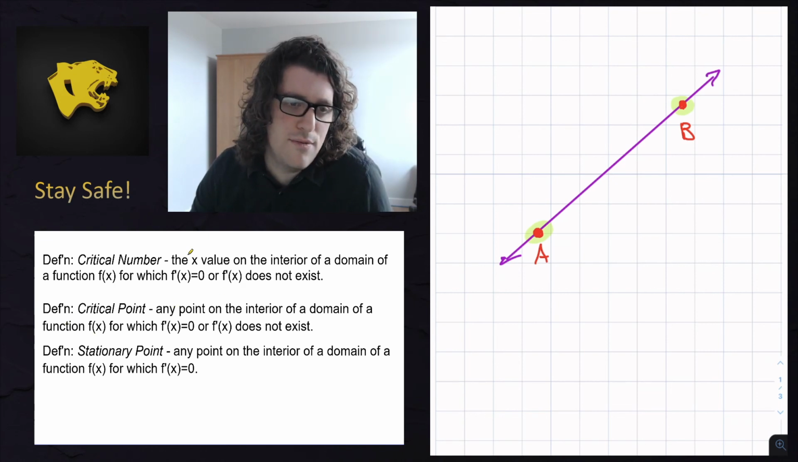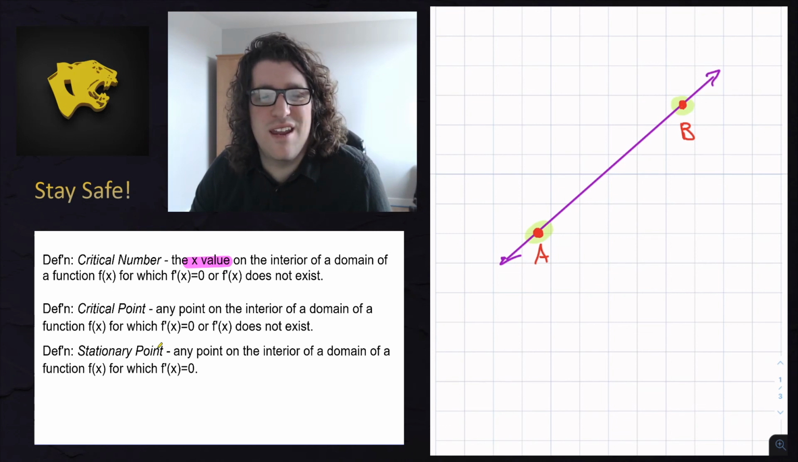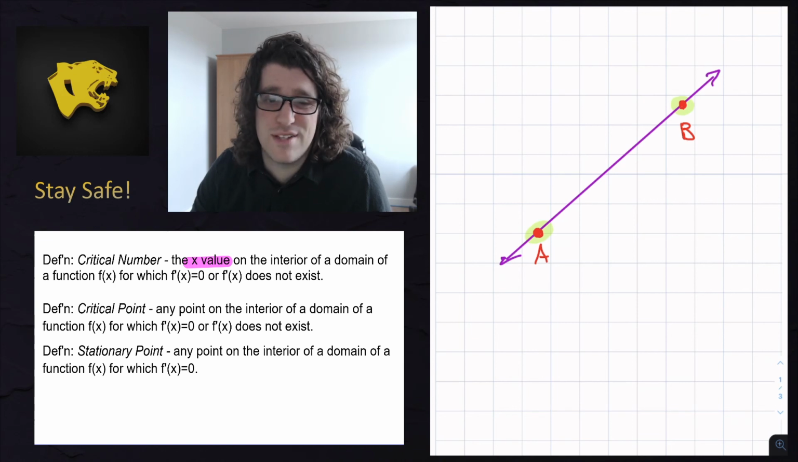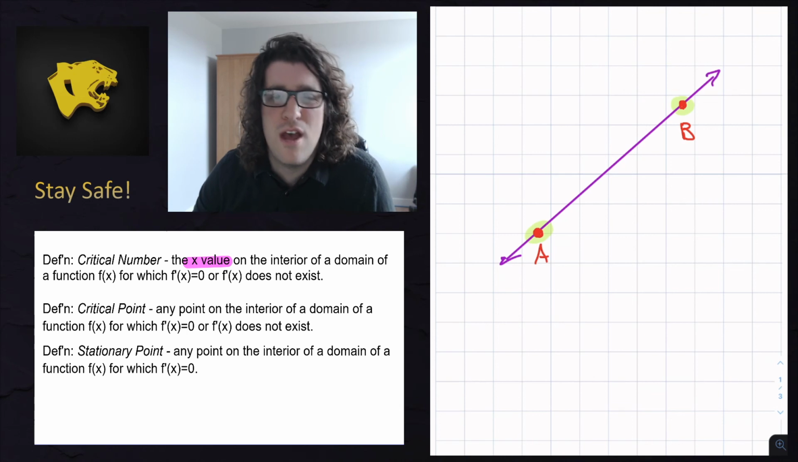So critical number is the x value. That's really important because the next one is critical point, which is basically the exact same thing, but it's the point, the x comma y. That's really all the difference between being asked to state a critical number and being asked to state a critical point. Critical numbers are the list of the x values that fit this, and critical points are x comma y positions where you have this same set of conditions.